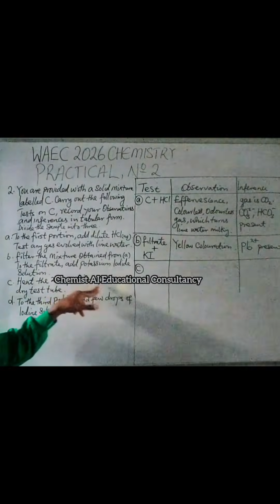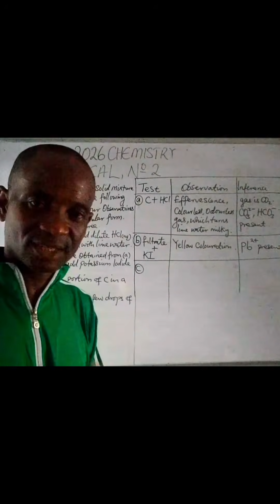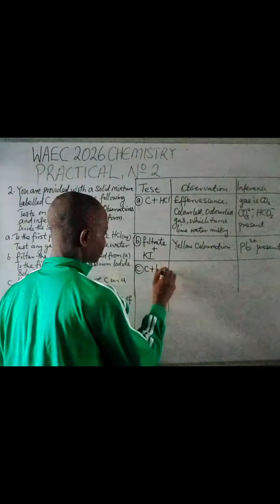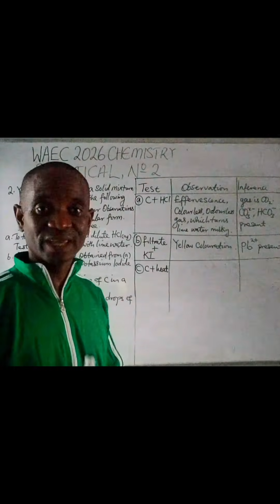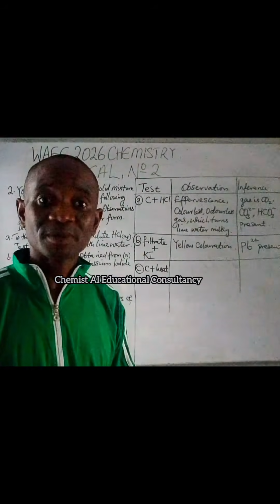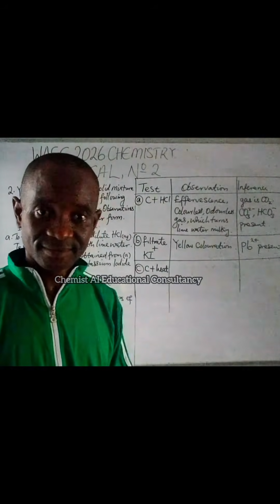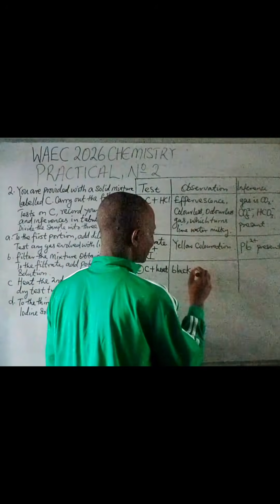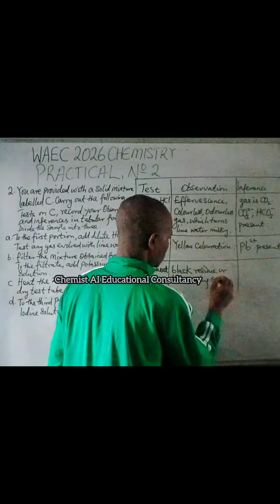C question. Heat the second portion of C in a dry test tube. The second portion now, you are through with the first portion. So you are going to heat the second portion in a dry test tube. What you do is you write C plus heat. When you heat this mixture, you are going to get a black substance. The substance will darken, it will blacken, it will char. So your observation should be black residue or blackening observed.